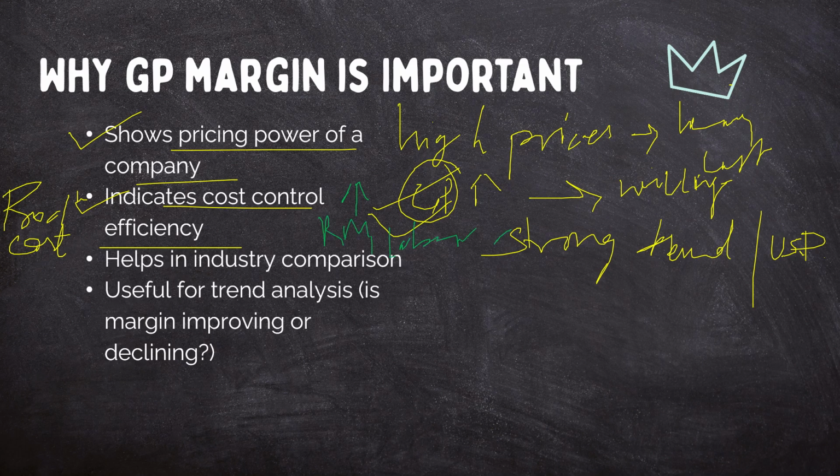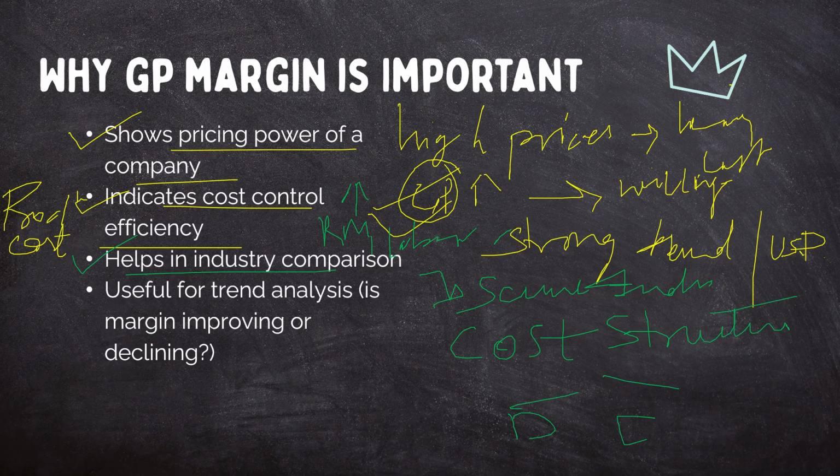Now the third point is, it helps in industry comparison. GP margin also helps in comparing companies within the same industry. Why the same industry? Because different industries have different cost structures. What are the cost structures? Debt, equity, right? We already discussed this concept previously, so you can check out that video.